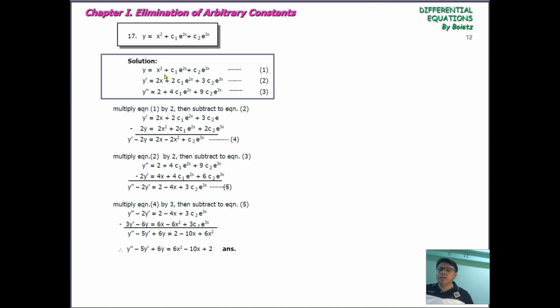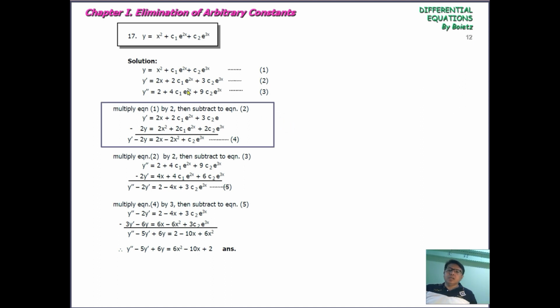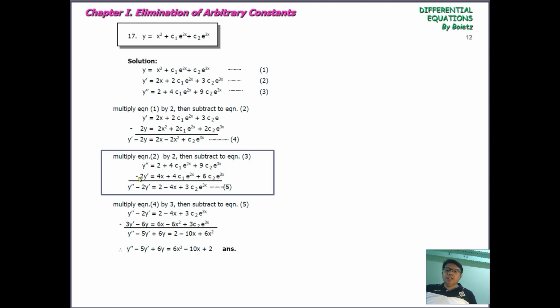naman yan yung mga sumunod na problem, pero ang ginawa dito ay nag-differentiate because you have two arbitrary constants, C1 and C2. Dalawang beses nag-differentiate, y prime, then y double prime. Then again, we have to eliminate C1 and C2. So from here, multiply equation 1 by 2 and then subtract sa equation 2 to eliminate C1. Then, yung sumunod naman, yung equation 2, para ma-eliminate uli yung C1, multiply naman to ng 2, then subtract sa equation 3. So, ito ngayon ang lumabas.